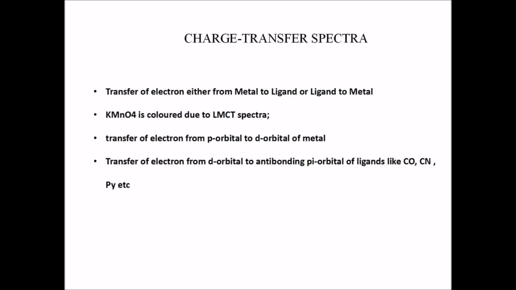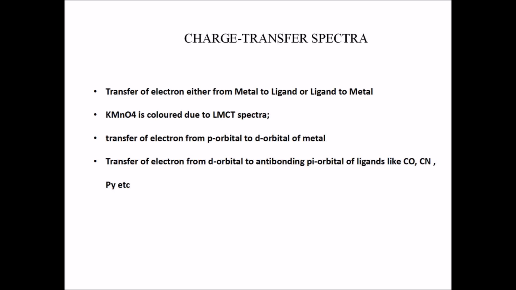Without any d-d transition, some of the complexes are colored because of charge transfer absorption. Charge transfer absorption or charge transfer spectra are of two types. One is metal to ligand charge transfer, called MLCT, and the other is ligand to metal charge transfer, called LMCT. For example, in potassium permanganate, there is no d electron present in manganese, still it is colored. Because in KMnO4, the oxidation state of manganese is +7 and it is highly electron deficient, so electrons from oxygen will flow to it, and this is the reason why it is colored.